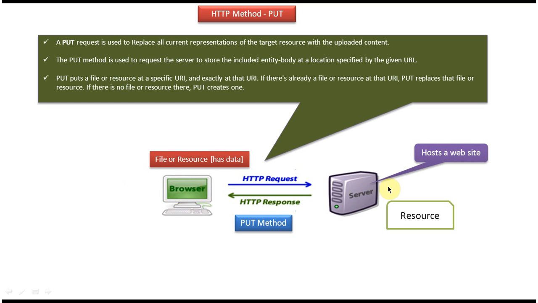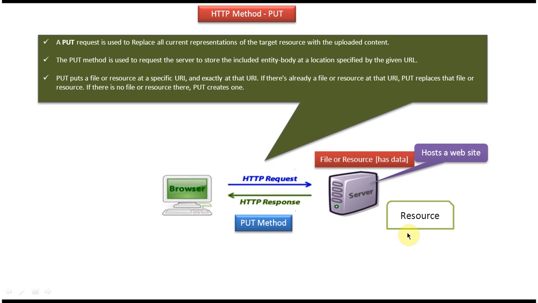So in the server there is one resource. Suppose we want to update this resource, then what we can do is use the PUT method. Okay, so the request goes from the client to the server. The server will process the request and the resource will be updated.